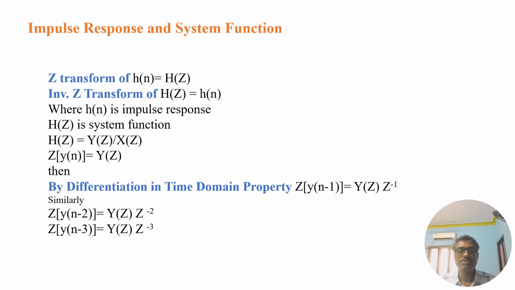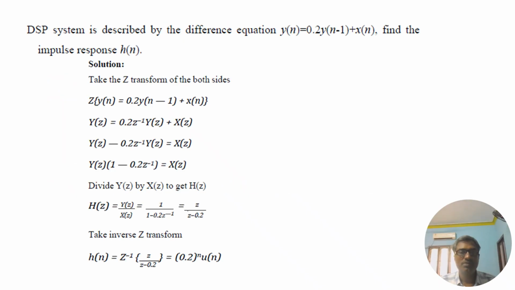If the system is described with the help of difference equations, first of all we need to find the Z transform of the given difference equation. From that, we need to obtain the expression of H of z, which is nothing but Y of z by X of z. Then that can be analyzed for the stability as well as the causality of the system function. Now we will see one example problem for the system analysis using Z transform.